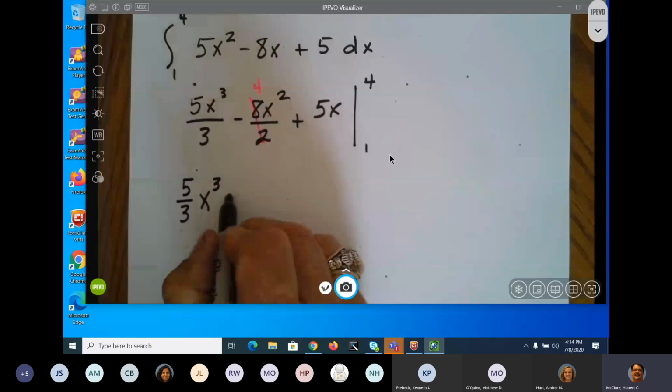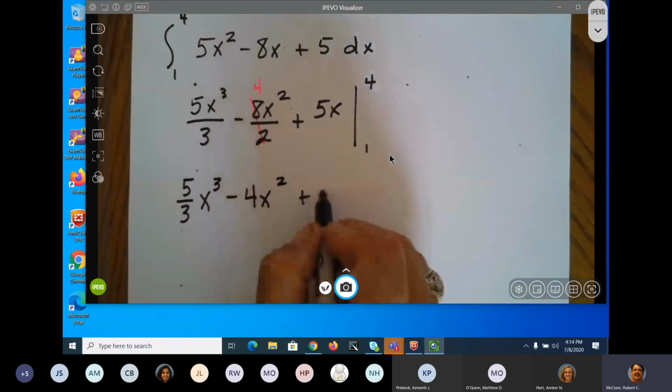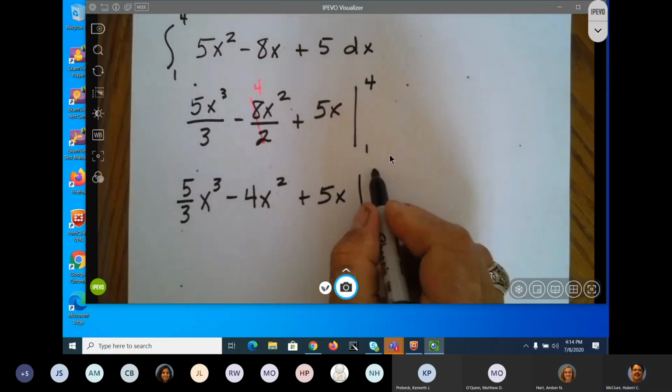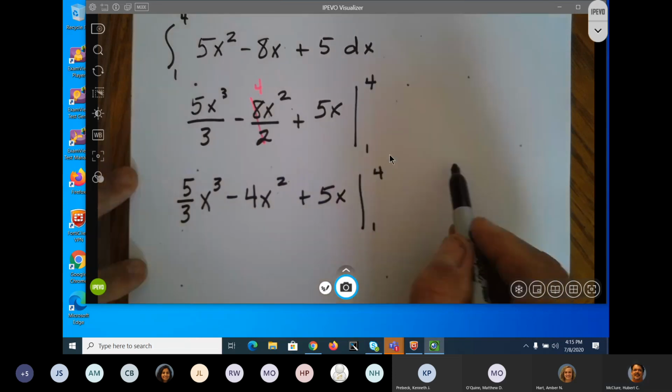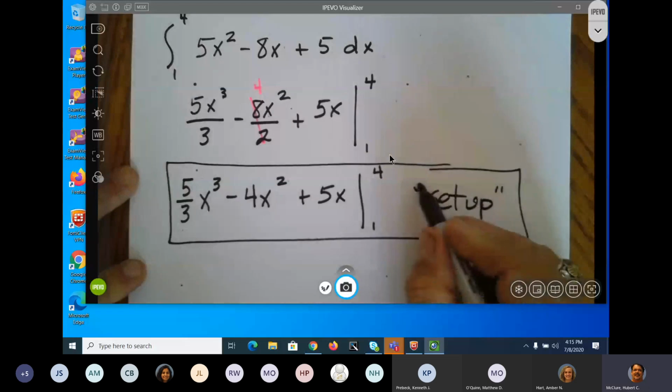Okay, I come up with that. Y'all check mine, check yours. 5/3 x cubed minus 4x squared plus 5x. Now, again, as I told you before, what is this called? It's called the setup.